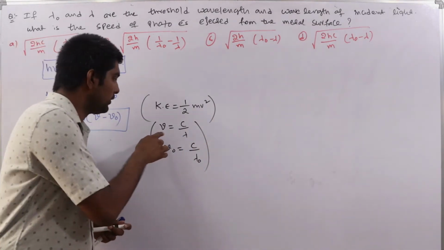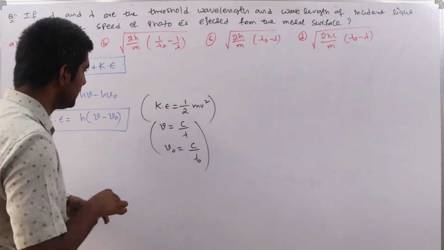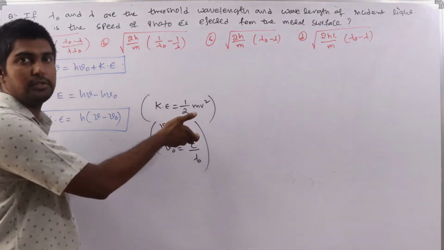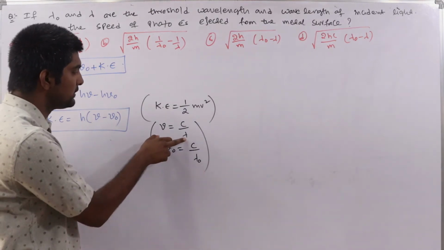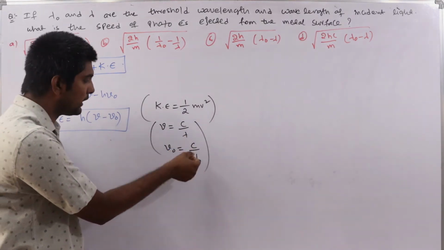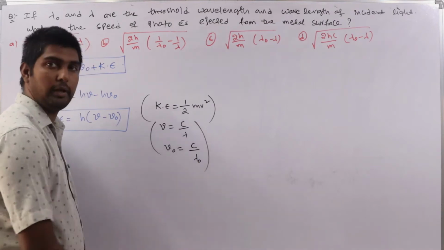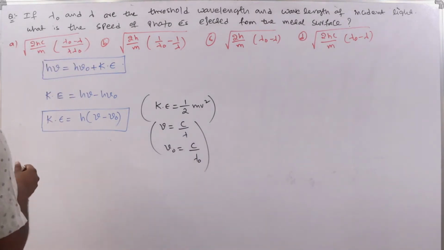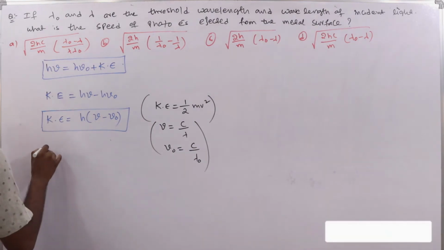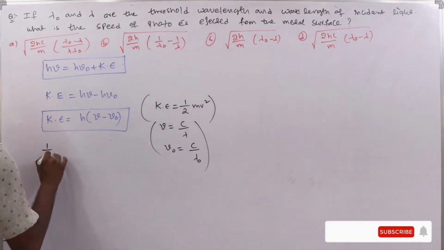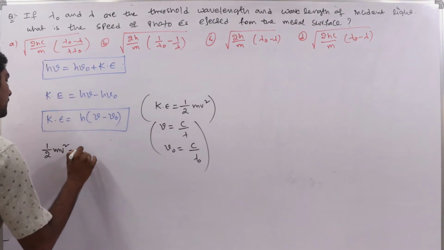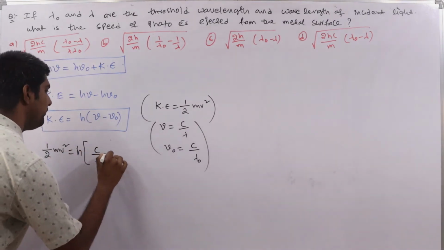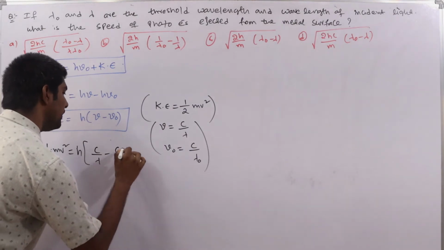Frequency equals c by lambda. So this is the threshold frequency and this is the frequency of incident light. This is the wavelength of incident light and this is the threshold wavelength of that metal. Now if you substitute here, in place of kinetic energy we have half mv square, h into c by lambda minus c by lambda naught.